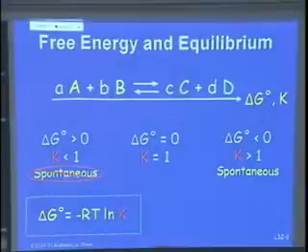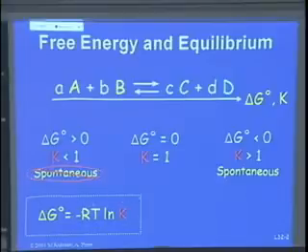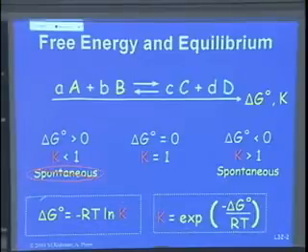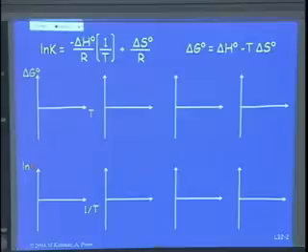And now we had married them: delta G naught is minus RT ln K, and I derived this for you. And you can take the exponent, and you get K is e to the minus delta G naught divided by RT. So this married K and G.